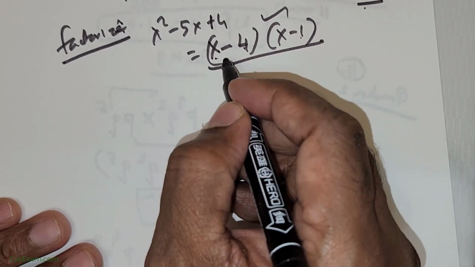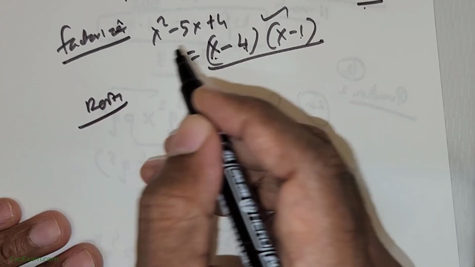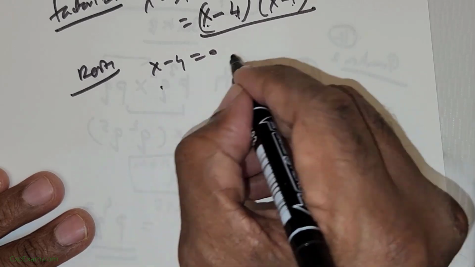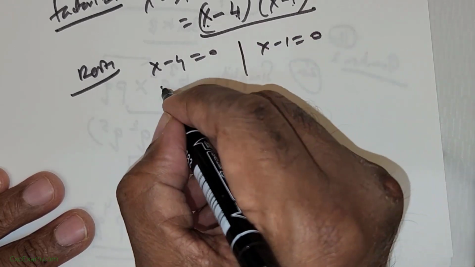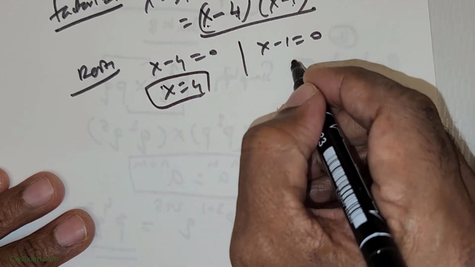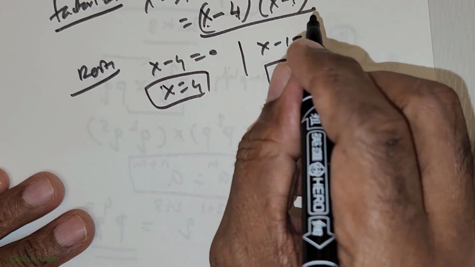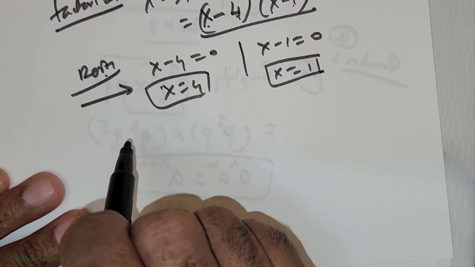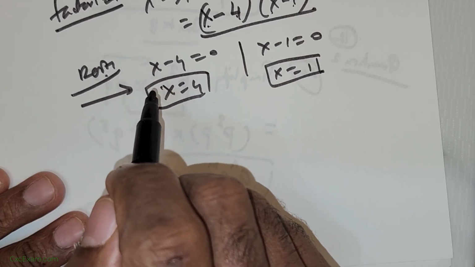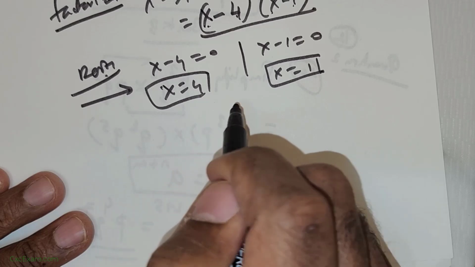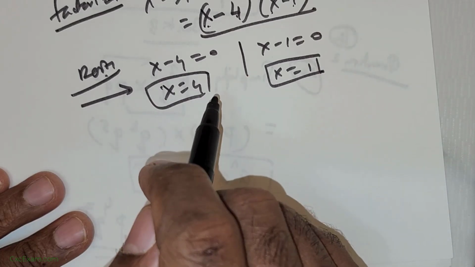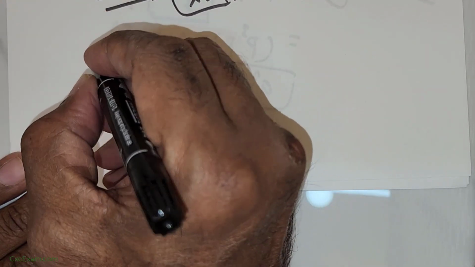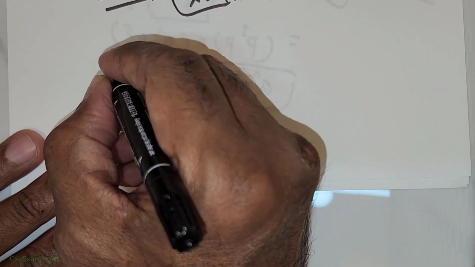If they ask you to get the roots, then you take x minus 4 equal to 0 and x minus 1 equal to 0. So x equals 4 is a root and x equals 1 is a root. Now this is not asked in the question, but if there is a possibility, then your working should be like this. So having given you this information, let me move on to the next question.